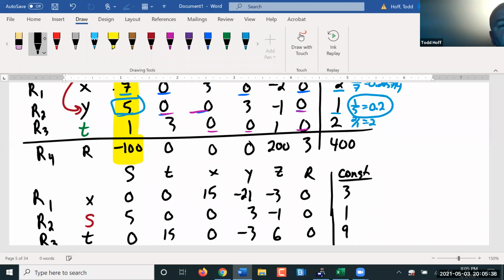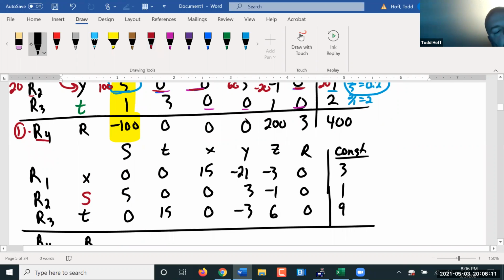I want to get rid of the negative 100 here. Again, I'm using the 5 up there. So I'm just going to multiply row 2 by 20. 20 times 5 would be 100. I'll add to the negative 100 to make 0. So I don't need to multiply row 4 by anything. I'm multiplying it by 1, but that won't change anything. So multiplying row 2: 20 times 5 is 100. 0 stays. 20 times 3 is 60. 20 times negative 1 is negative 20. 0, 20 times 1 is 20. And let's combine those two rows.